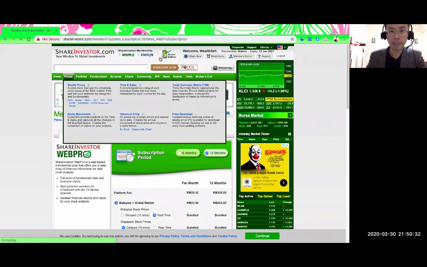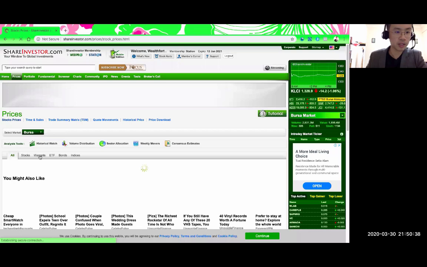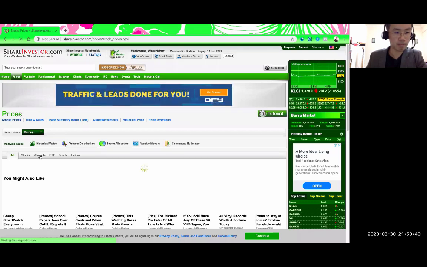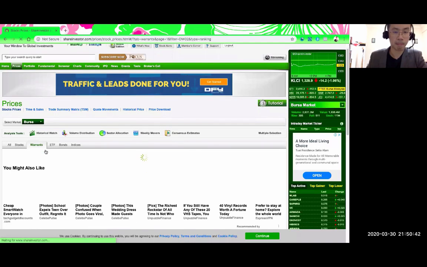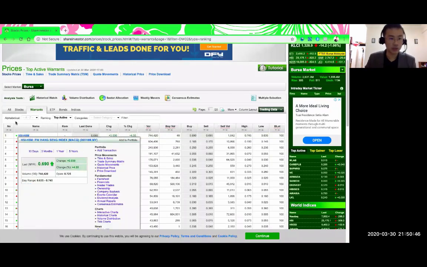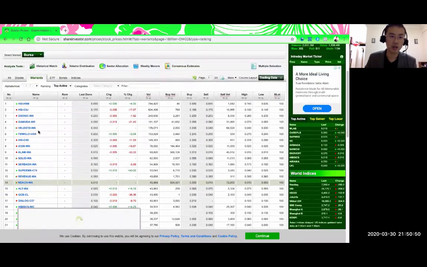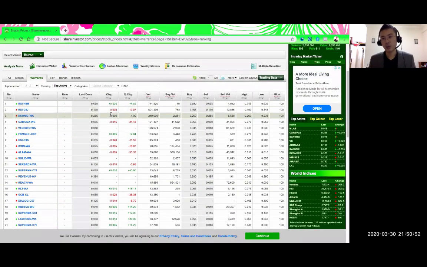Let me go to prices. You can find warrant information available here. Just click warrants. All the warrants information shows up. But of course, it gives you the price only.